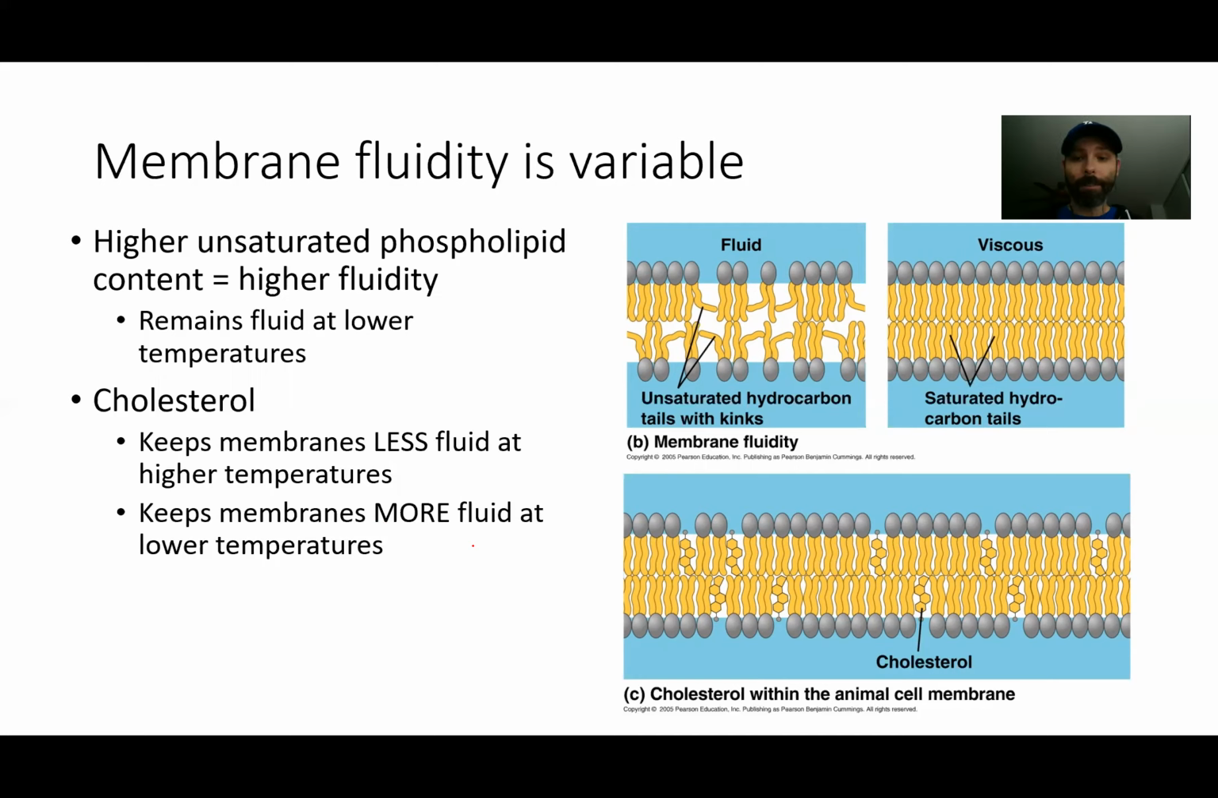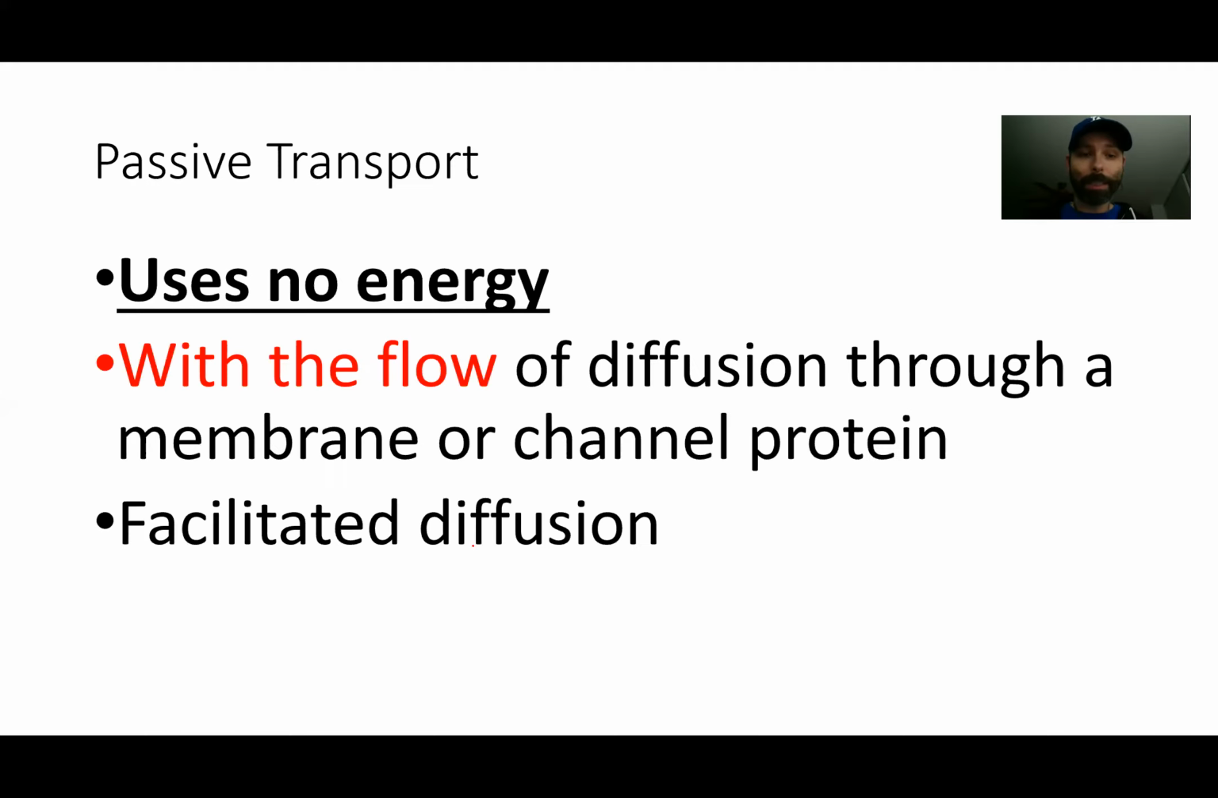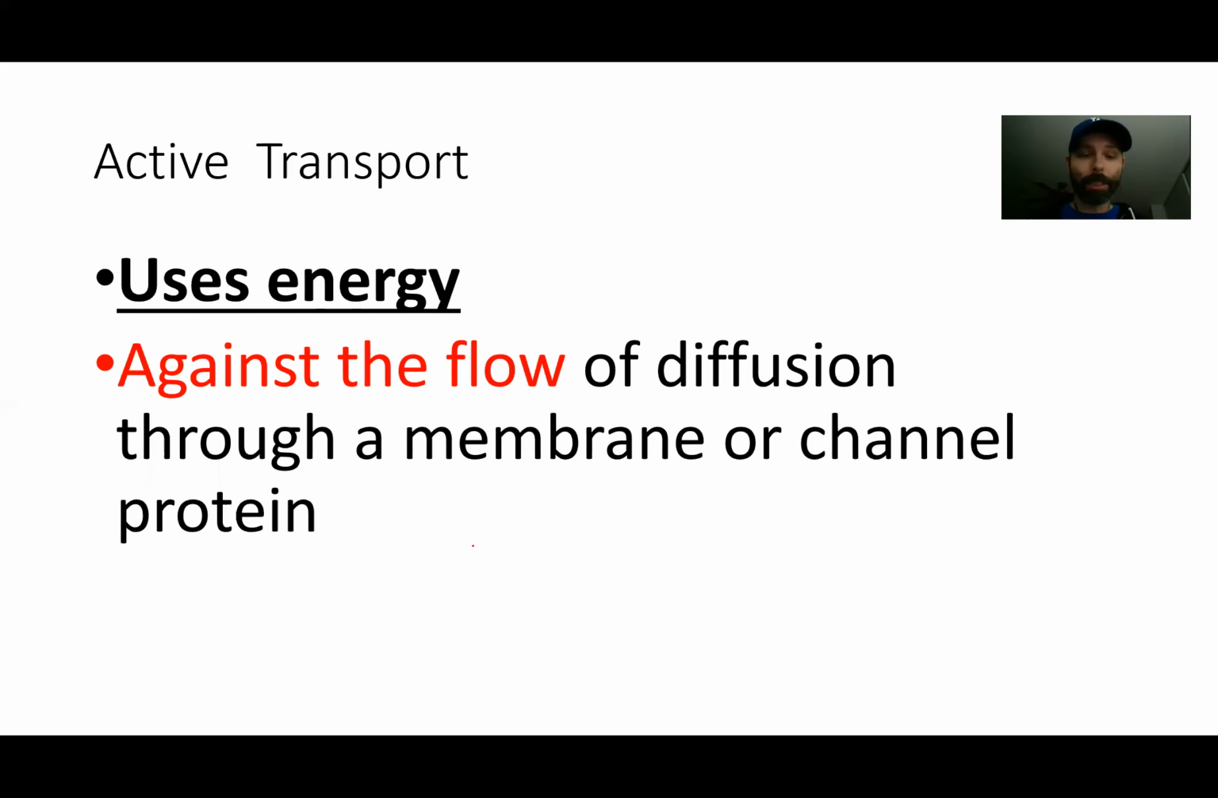Right, so there you have your fluid mosaic model of the cell membrane: the phospholipids with a bunch of other things, be it cholesterol or proteins, floating inside of it. Now, again, the main job that we're talking about here of the cell membrane is to transport things in and out. And there's two basic types of transport. There's passive transport, which uses no energy, and active transport, which does use energy.